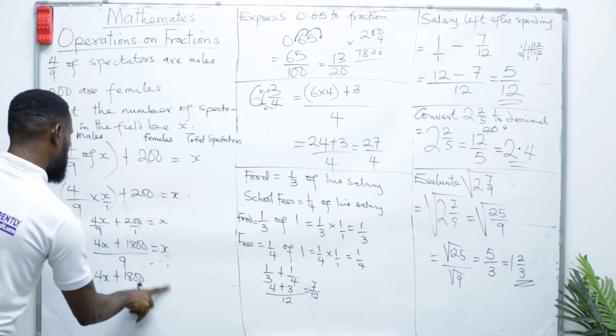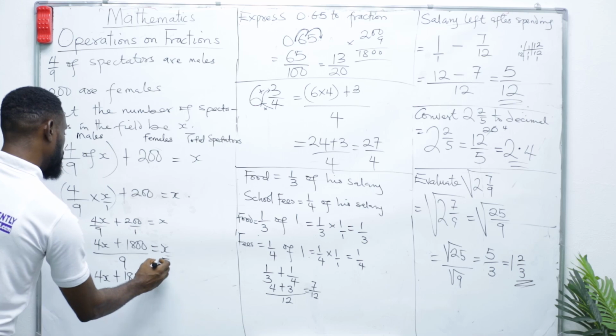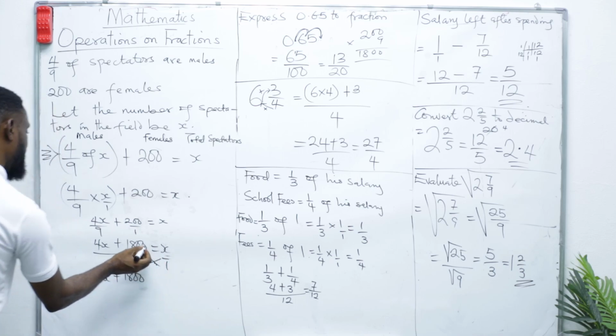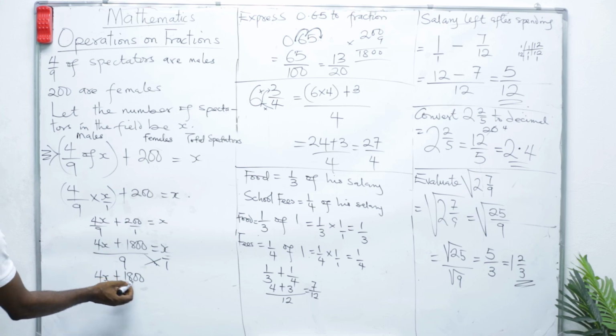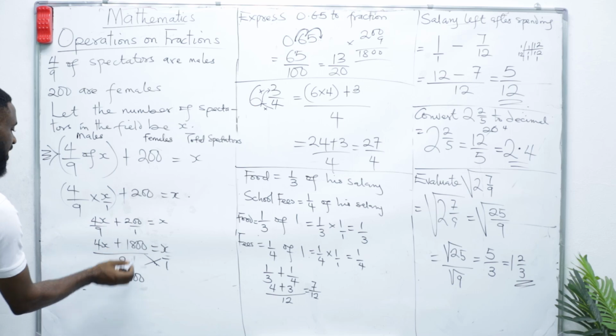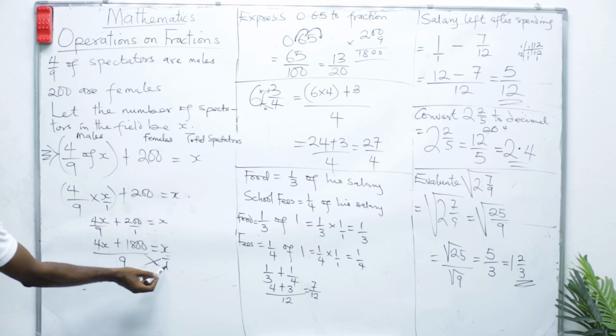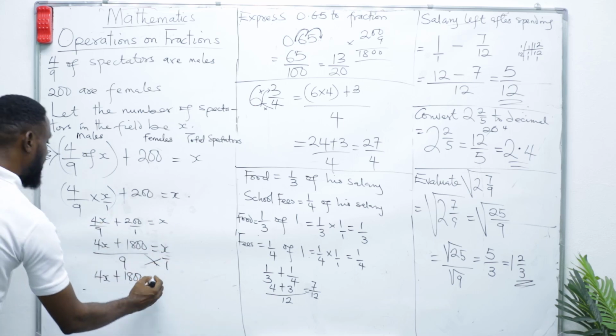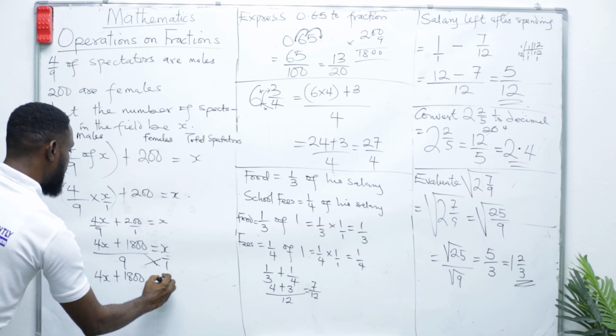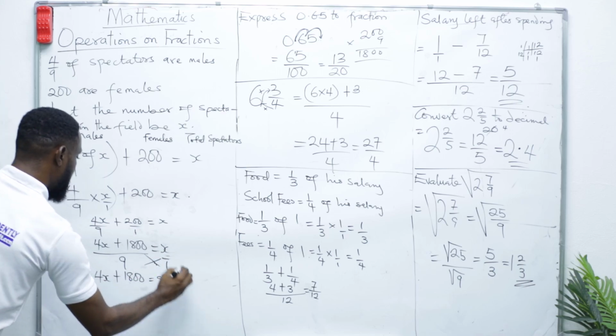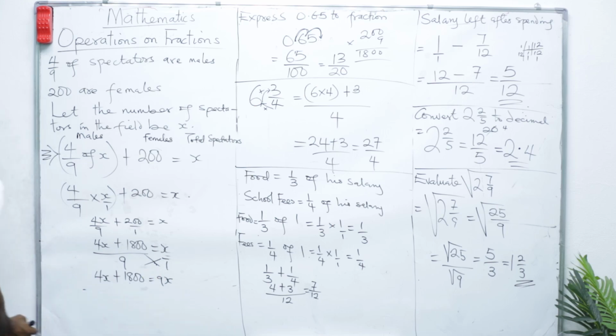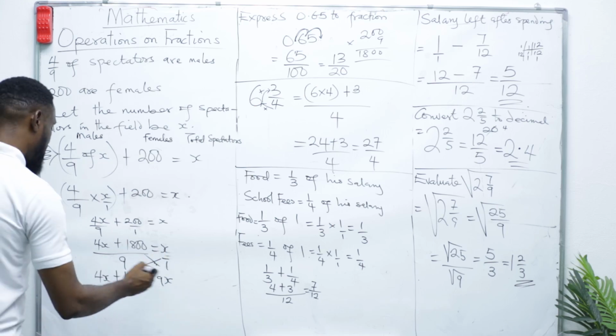Okay, this is what I'm talking about now, over 1. We say we'll cross multiply. It means this one will multiply everything here. So it will be 4x plus 1,800, because 1 times 4x is 4x, and 1 times 1,800 is 1,800. So we are done with this multiplying. Then here we have 9 times x to give us 9x. Is that correct?